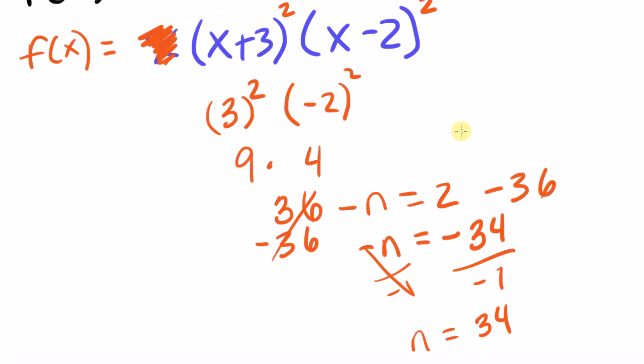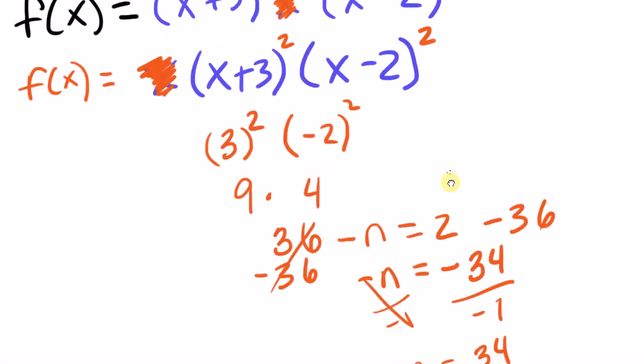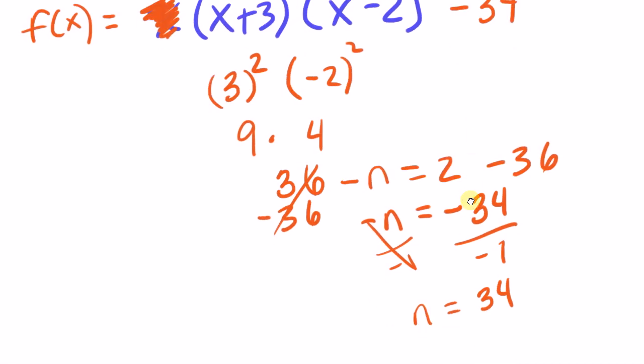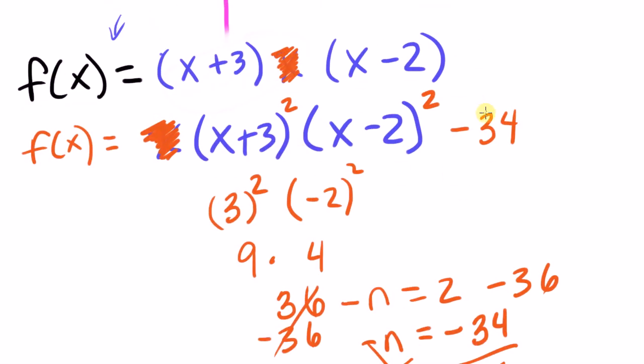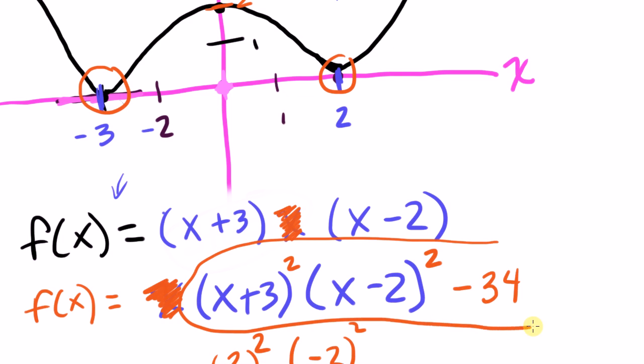Okay, so we're going to have to subtract 34 from this, and then when x is 0, I'm going to get 9 times 4 is 36 minus 34 equals 2, which would be my y-intercept. So I'm thinking, and if I did it wrong and you come up with a different answer, just leave me a comment. But I think that's right.